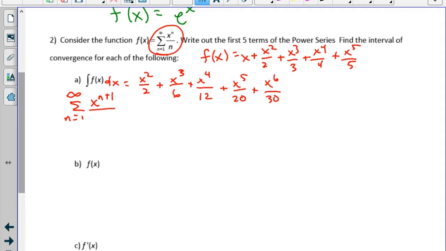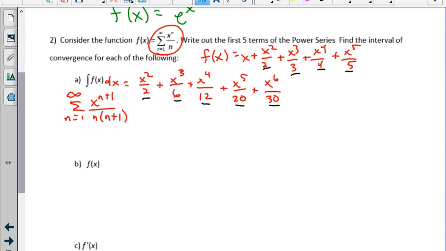So I'm going to start with x squared. And then the denominator appears to be n times n plus 1. So notice this is 1 times 2, this is 2 times 3, this is 3 times 4, this is 4 times 5, this is 5 times 6, which makes sense because all of these terms here just got multiplied by a number bigger than them. So that is my sum.